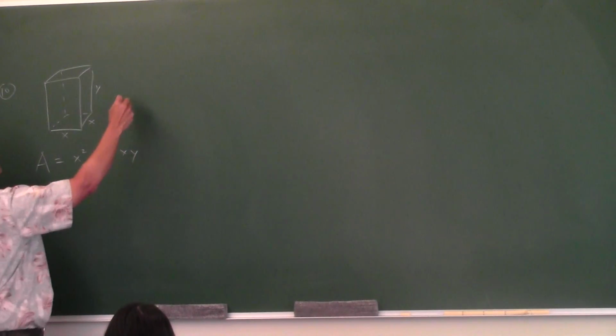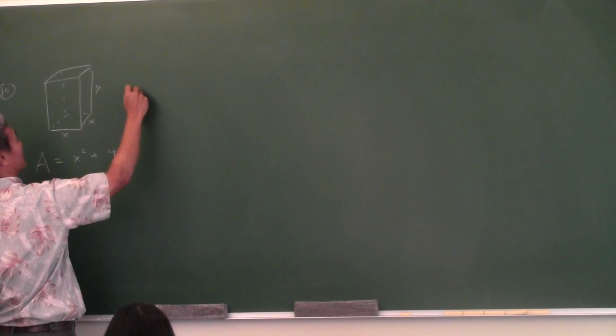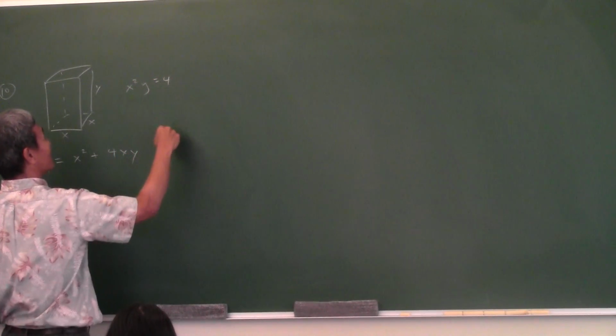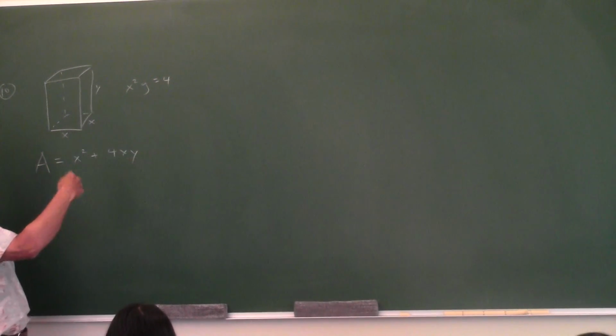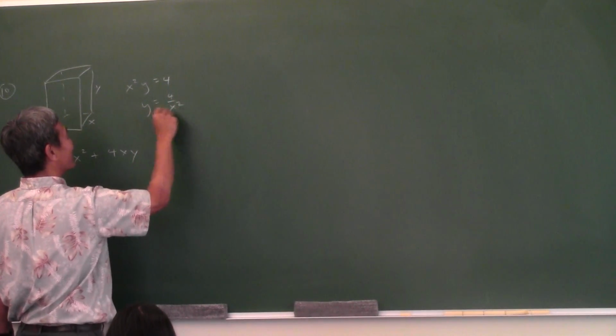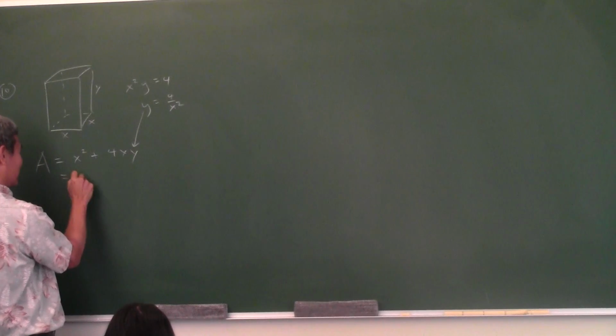So what can I write? What's the volume of this box? x squared y equals 4. So you can eliminate one of these variables by solving. So y equals 4 over x squared. Take that and plug it in there.